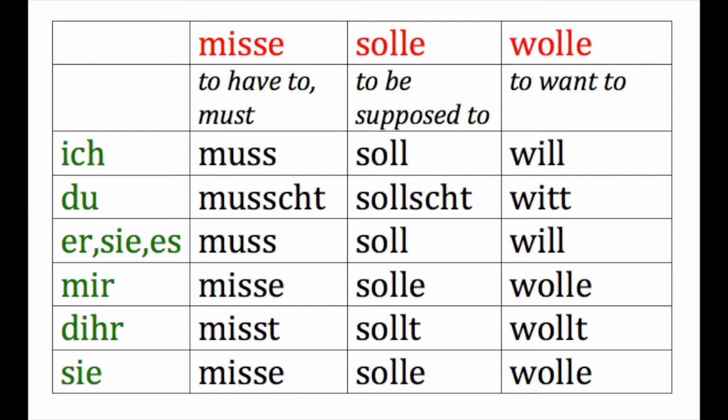And then the last one, wolle. And wolle means to want to. Now notice here the O changes to an I, so be careful. Will, wit. That one's really weird. It goes to 2 T's instead of the L's. Will, wit, will, wolle, wollt, wolle. The biggest problem with this one that English speakers have is they see will and they think it means will in English, but it doesn't. Remember, it means to want. When you say ich will, that means I want, not I will. That's different. That's future tense. We'll cover that in another video.